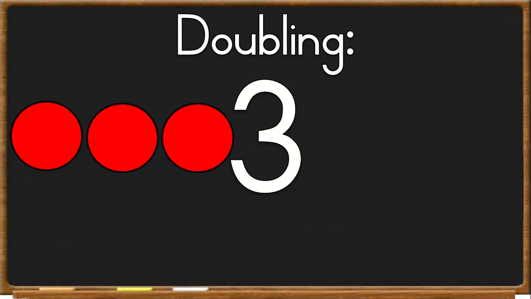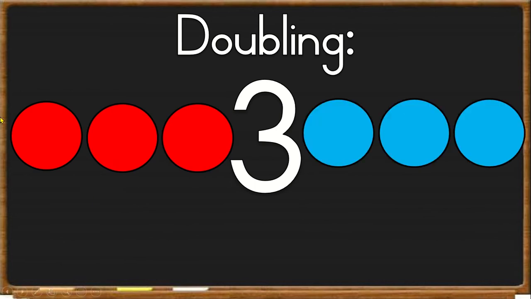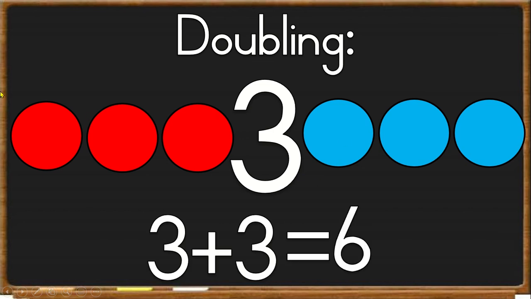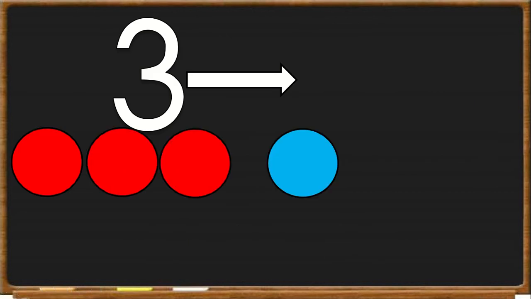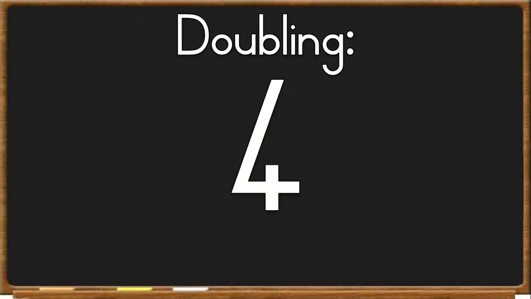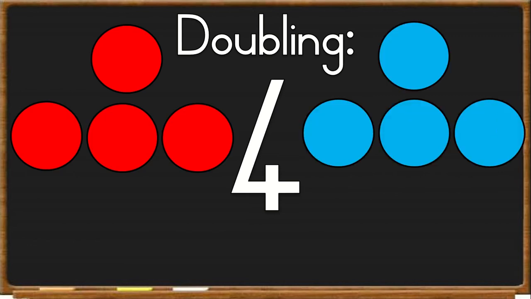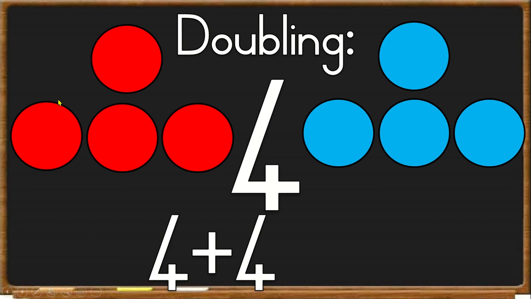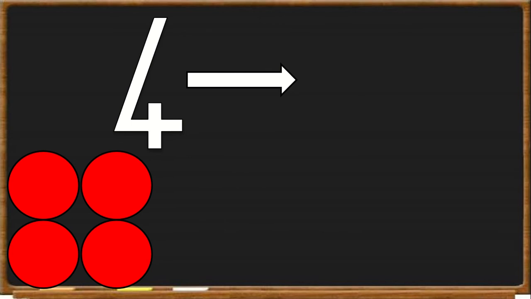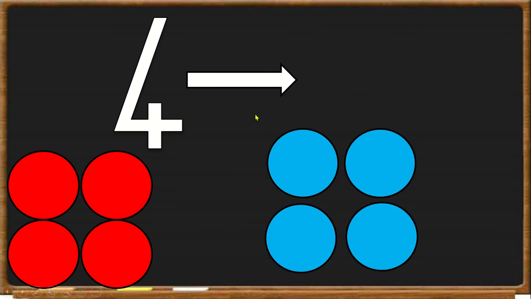Now we do 3, so 3 dots on the left, 3 dots on my right, so I use 3 red, 3 blue, so 3 plus 3 equals 6. 1, 2, 3, 4, 5, 6. So double 3 equals 6. Now we're going to look at 4, so 4 dots on my left, 4 dots on my right. Now we're going to say it's 4 plus 4 equals 1, 2, 3, 4, 5, 6, 7, 8. So I have 8 dots altogether. So 4 on this side and 4 on this side means double 4 is 8.